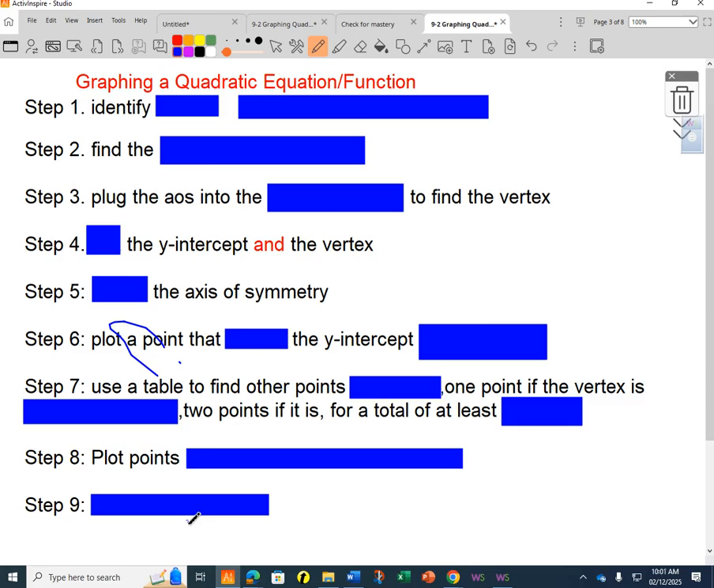Most of the time, the y-intercept is not the vertex, but in all the problems we did the last 2 days, that was the case, right? Most of the time, it is not. So, I've kind of talked you through it so we can write a little quicker here.